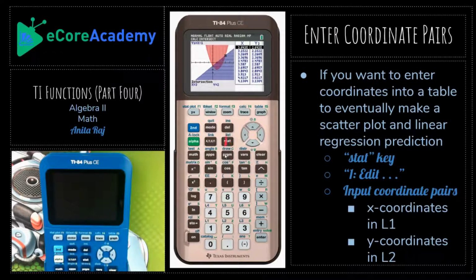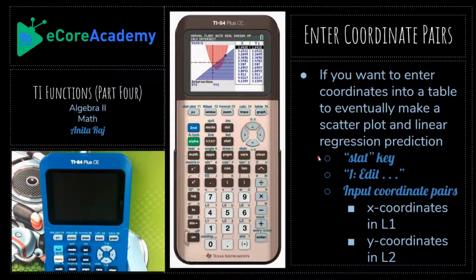Then you'll come to a new menu and you want to hit 1. 1 will correspond to edit, so you can edit the actual table. And then you want to input your coordinate pairs. Your x coordinates are going to go in your L1 column, and your y coordinates are going to go in L2. So think of L1 as your x's and L2 as your y's. Think of a regular table that you would write out by hand before you graph an actual equation, regardless of what kind of equation it would be.